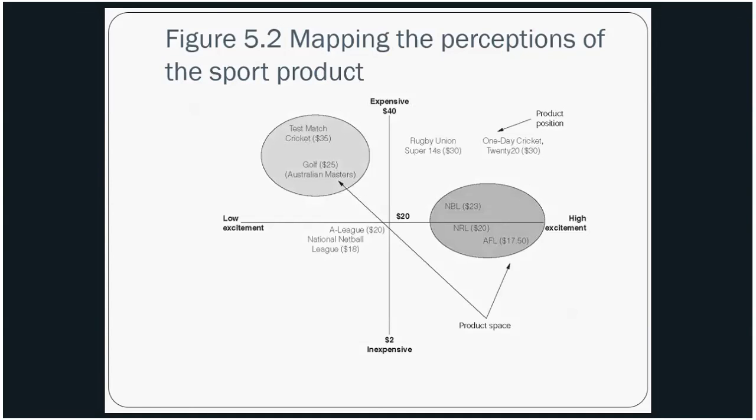So we look at this idea of perceptions, and we can have a perceptual map within our sport product. This idea we have different dimensions. Here's an example of excitement versus cost of attendance. So we can look at maybe just solely ticket price, and we can look at different things that are highly exciting and highly expensive.